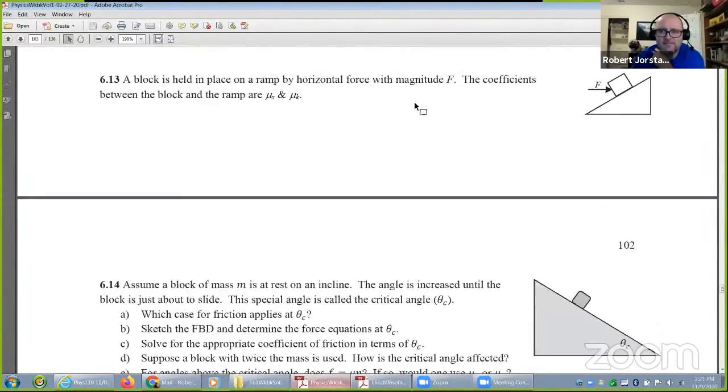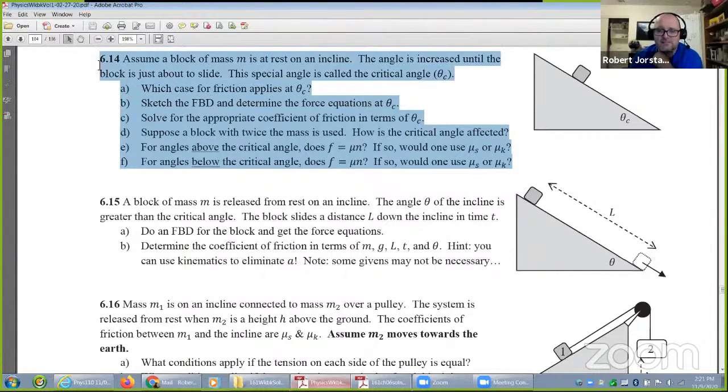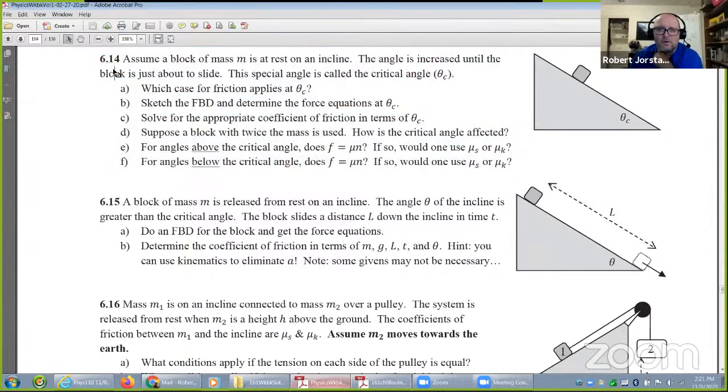So that said, I'm now going to start with the same problems that I did earlier. If you watched the live stream earlier, I'm going to do the exact same problems because they're good problems and they're here for a reason. So we're going to start with 6.14. All right. So you can kind of read about this. And all right. I'm going to get my board ready.